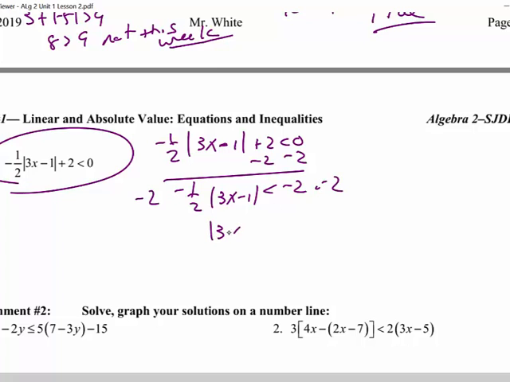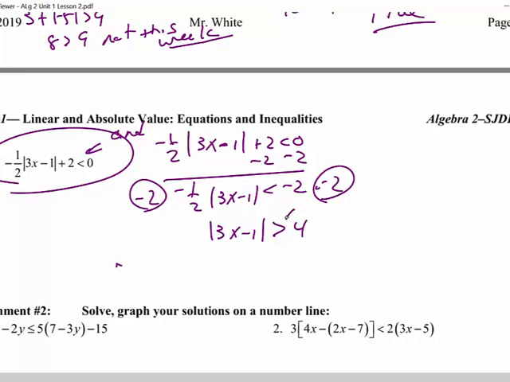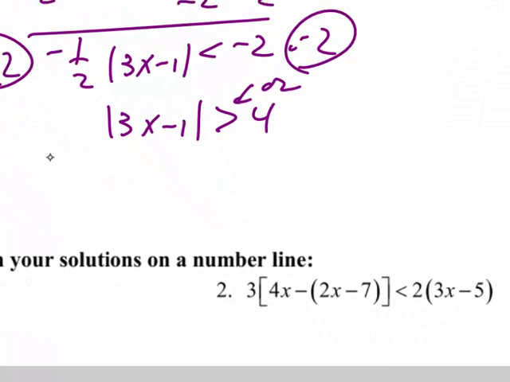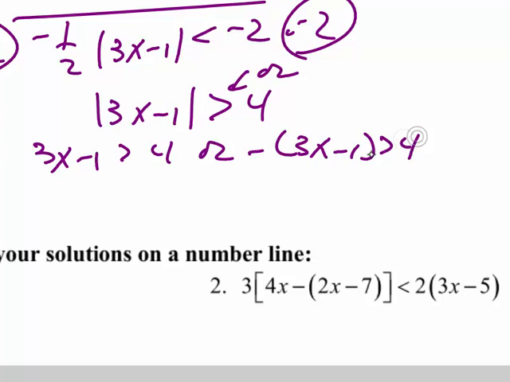So this becomes the absolute value of 3x minus 1. I flip the inequality because I multiplied both sides by a negative. It looks like this starts out as an AND case because it's less than, but in reality, it's greater than, so it's going to be OR. So I set it up. The absolute value of 3x minus 1 is greater than 4, or the opposite of 3x minus 1, the negative case, is greater than 4.